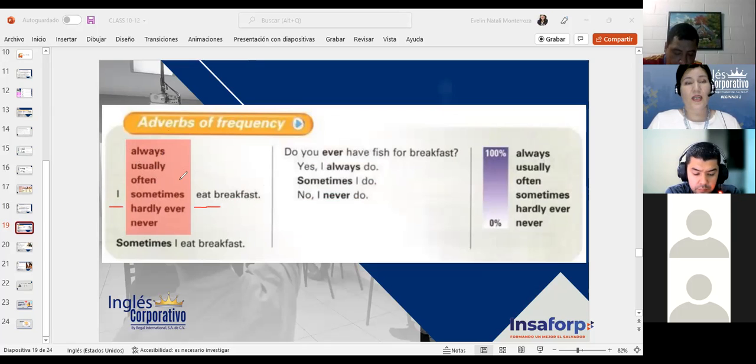Sometimes is the only adverb of frequency that you can put at the beginning. And you say, sometimes I, okay? Es el único que podemos pasar al principio. Sometimes I. But the other ones cannot be in another position. They go after the subject and before the verb.